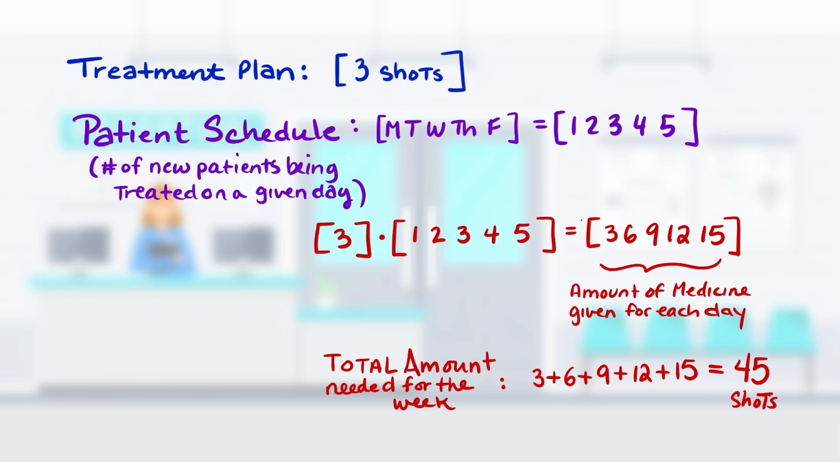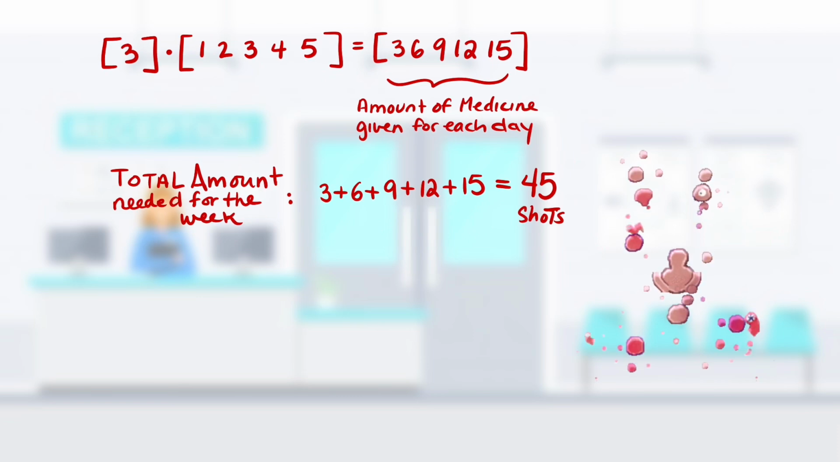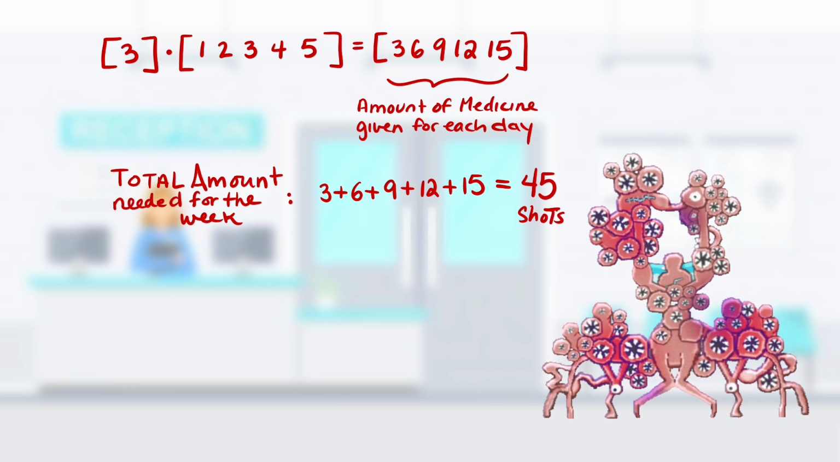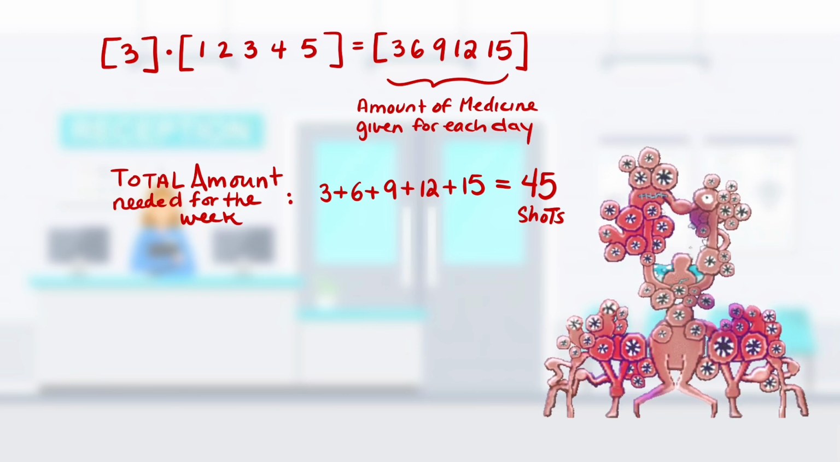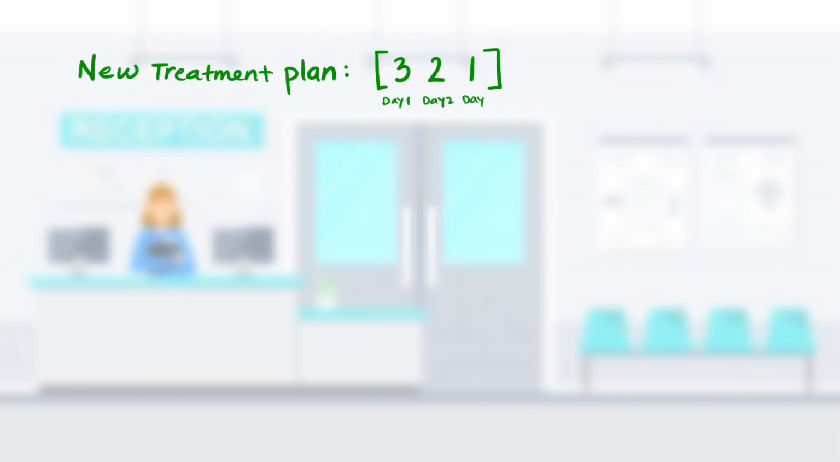But what happens if, let's say, the disease mutates and we need a more aggressive treatment? So we devise a new plan. We're going to administer 3 shots on day 1, 2 shots on day 2, and 1 shot on day 3 with the same patient schedule.